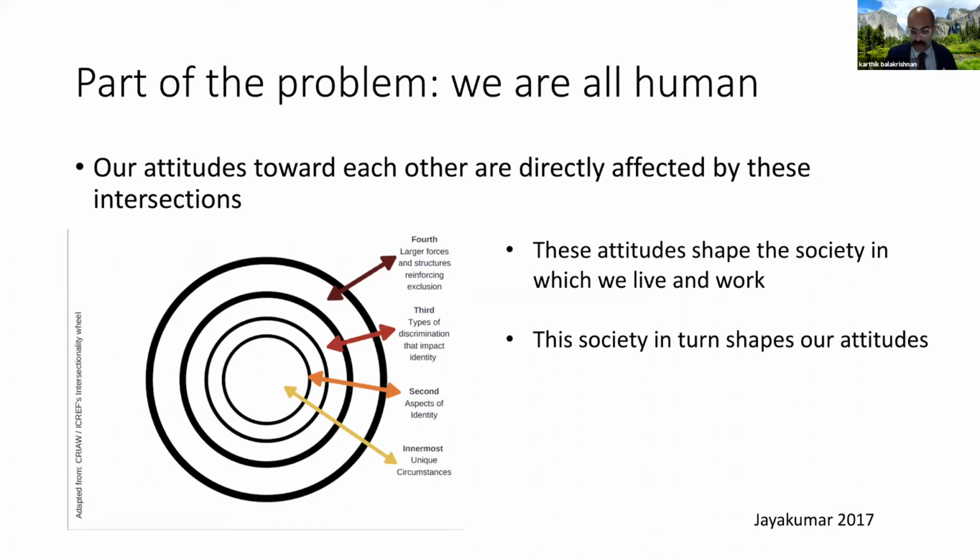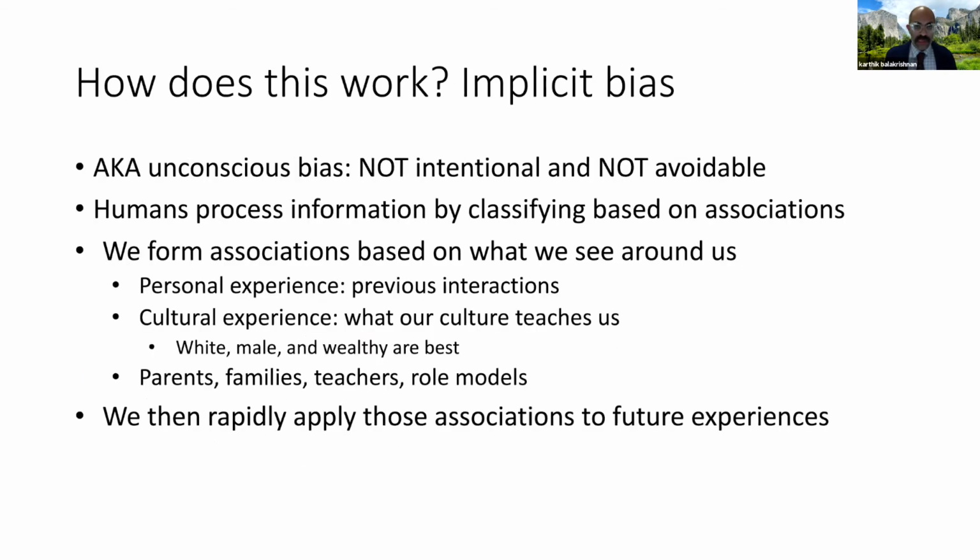Then there's a layer where we experience either favor or discrimination based on those aspects of identity that we present. And then finally, in aggregate, those experiences of discrimination or favor reinforce structures that raise or lower people's opportunities, which in turn then affects our innermost identity again. So it's circular. And why does this happen? Well, a big part of this is implicit bias.